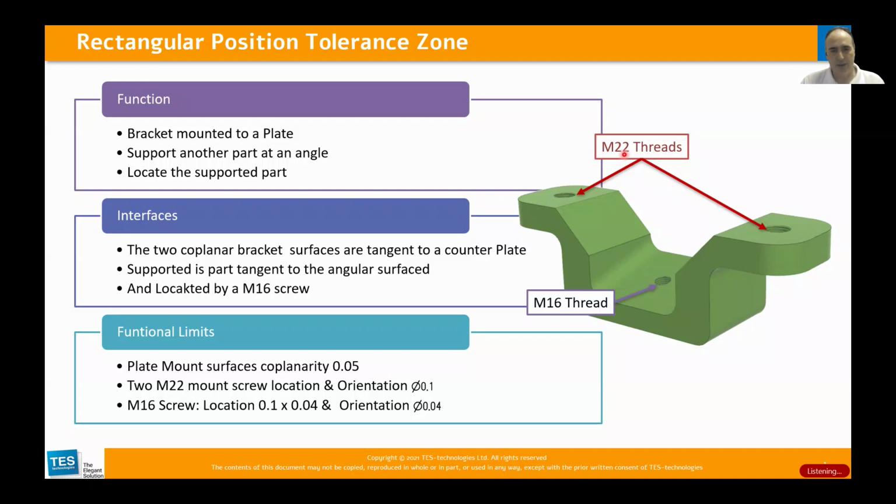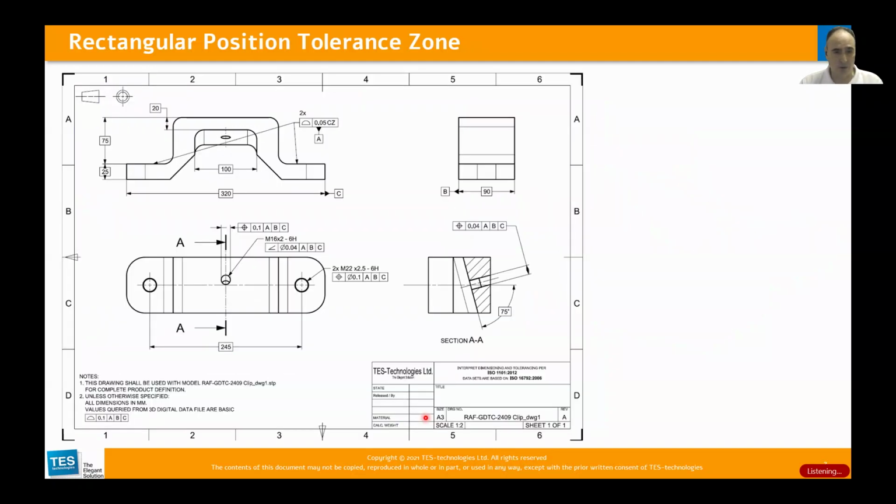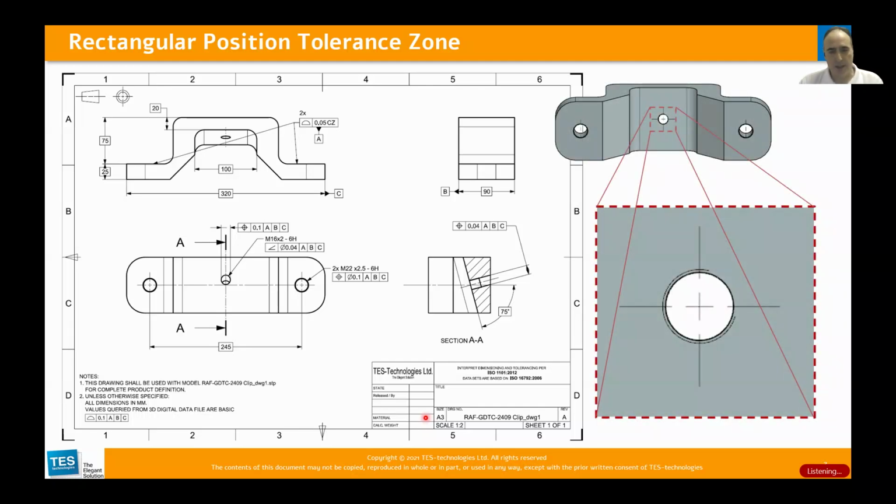The two M22 threads need to be located and oriented as to a cylinder of 0.1. And the interesting part is that with the M16 thread, we are more sensitive in one direction than in the other. But the orientation needs to be maintained at a tight tolerance. So let's see how it looks on the drawing. For clarity, we added a rendered view and a detailed view of the M16 thread, and let's start with it.